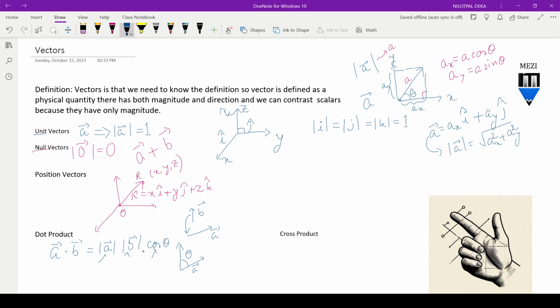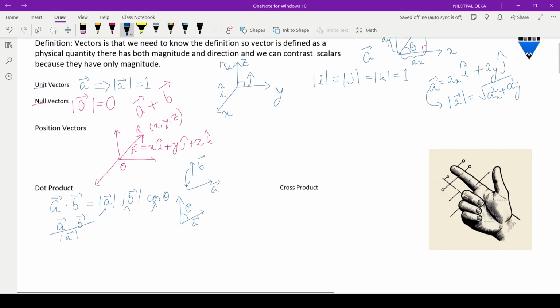Now suppose you already know the dot product, then how can you find the angle? You'll simply do this: A dot B divided by mod of A mod of B is equal to cos of theta. So cos of theta can be obtained if I divide the dot product by the magnitudes of the two vectors. So A dot B upon modulus of A modulus of B gives cosine of theta, the angle between the two vectors. I think this is clear.